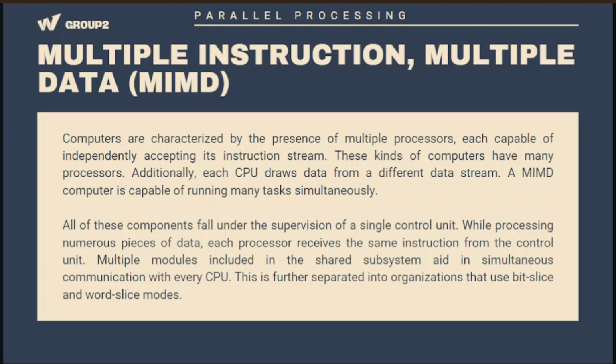All of these components fall under a control unit. While processing numerous pieces of data, each processor receives the same instruction from the control unit. So it receives the instruction from that one control unit. Multiple modules included in the shared subsystem aid in simultaneous communication with every CPU. This is further separated into organizations that use bit slice and word slice mode.